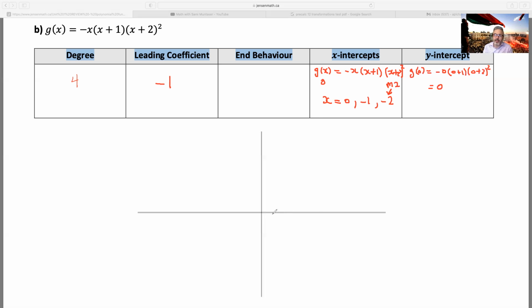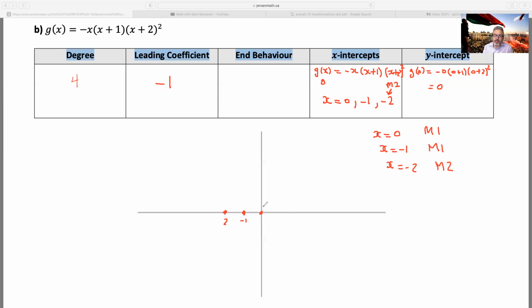So let's go ahead and plot the numbers that we have here. We have an x-intercept that's 0 and a y-intercept that's 0, so that's right there. We have -1 and -2 right there as my x-intercepts. So I have 3 x-intercepts right here. Now, x equals 0 is a multiplicity of 1. X equals -1 is a multiplicity of 1. And x equals -2 is a multiplicity of 2 because of the square on top.